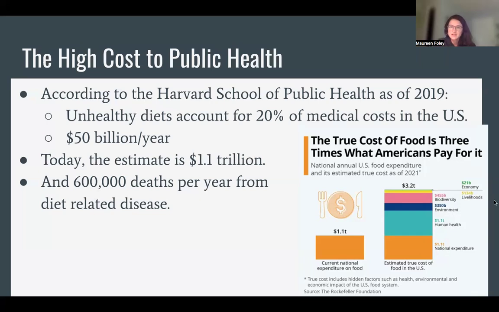So coming back to this true cost accounting graph that we looked at earlier, you can see the human health cost is equal to our actual expenditure on food. So something is very broken here. And the poor quality of food, poor quality of nutrition, it affects many people in this country.